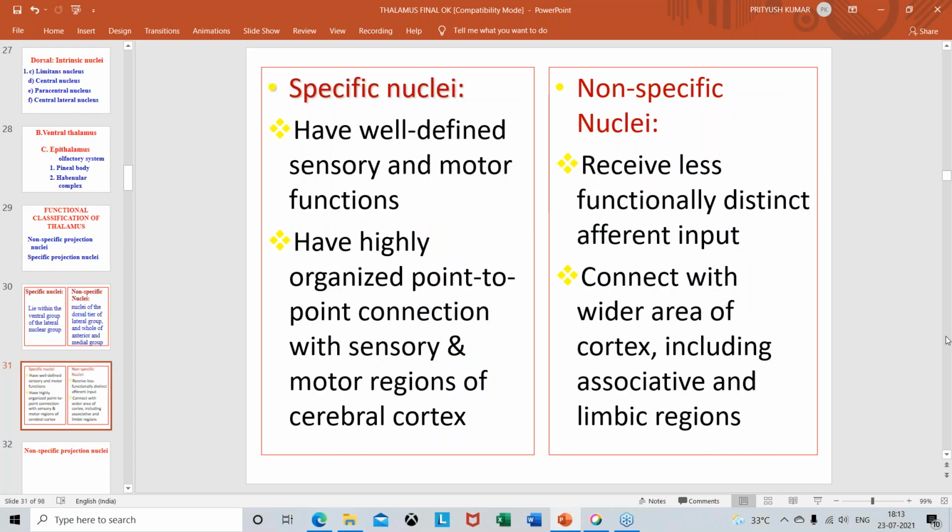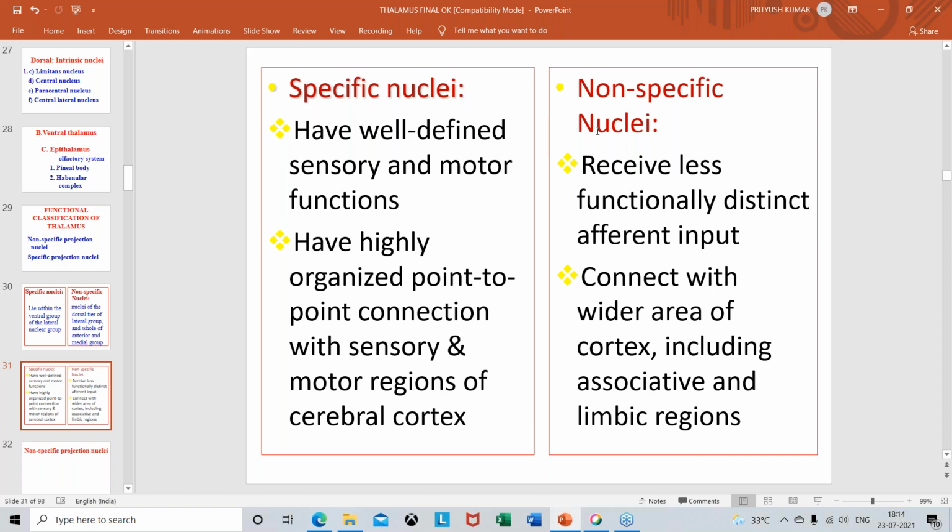Specific ones have well-defined sensory and motor function, and have highly organized point-to-point connection with sensory and motor regions of the cerebral cortex. So basically, they have well-defined sensory and motor system function because they project to a specific area. They also have point-to-point connection with sensory and motor regions of the cerebral cortex.